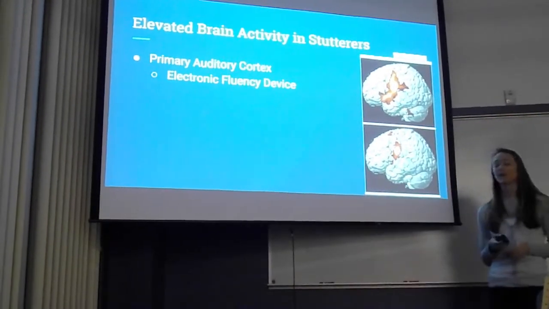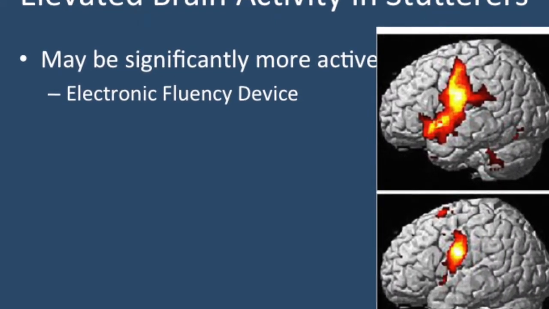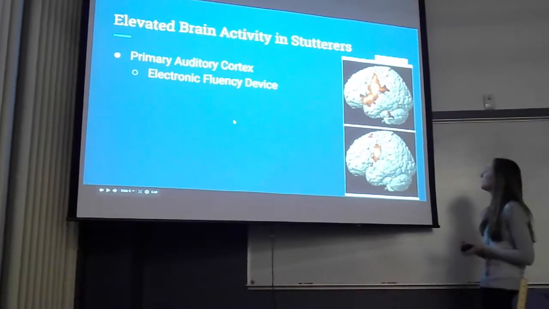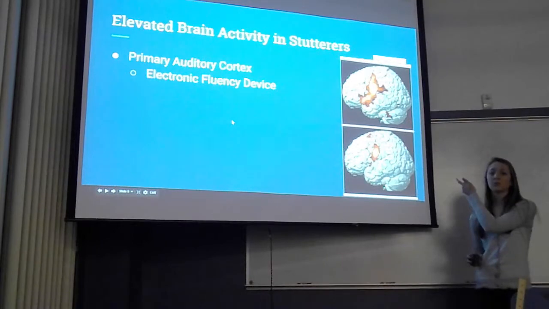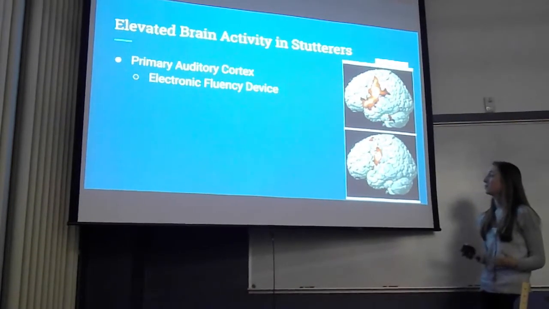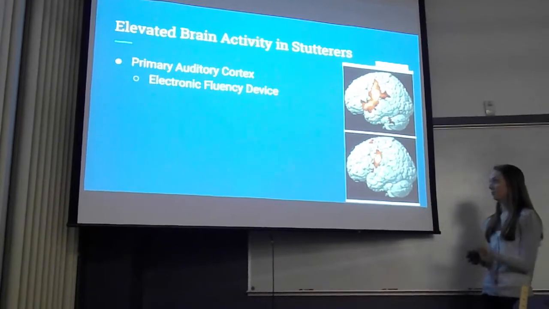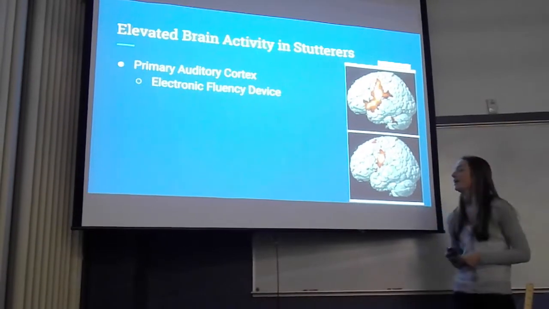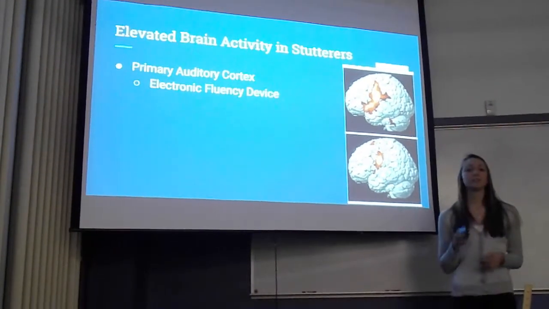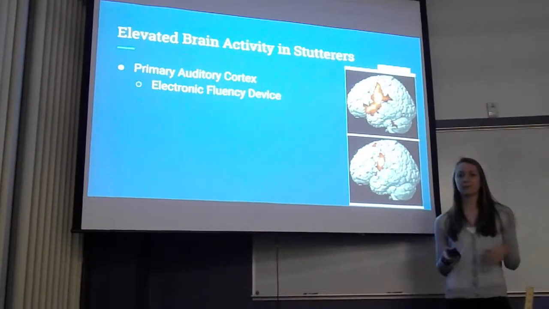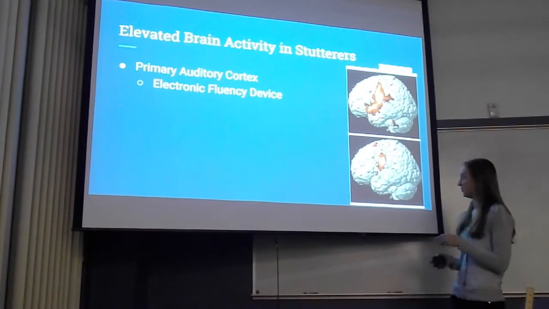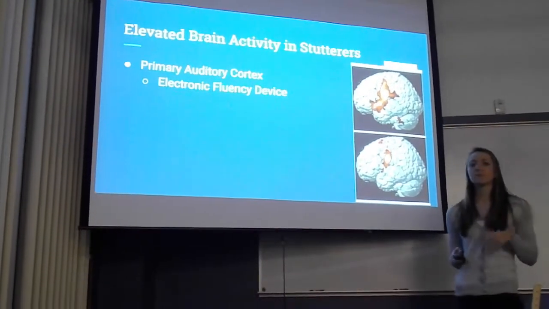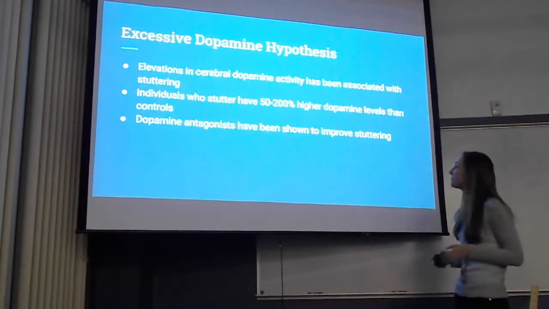The third one is the primary auditory cortex. The top brain shows a stutterer speaking, and the bottom is a normal speaker. You can see the stuttering brain is much more lit up, and so they just have a lot more activity going on. One way to treat this, if they suspected that the primary auditory cortex might be misfiring in a stutter, is to use an electronic fluency device. What that does is provide feedback or white noise that's different, so the stutterer can't really hear themselves as well, and the focus becomes more on the proprioception of the articulators as opposed to the auditory feedback.